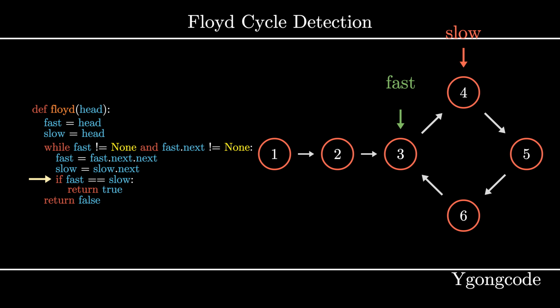In the fourth iteration, we advance the fast pointer to the fifth node and the slow pointer to the fifth node. Since both pointers have now met, this indicates a cycle, so we return true, thus completing the algorithm.